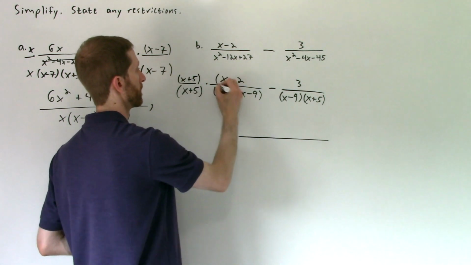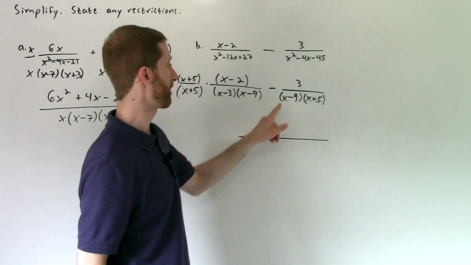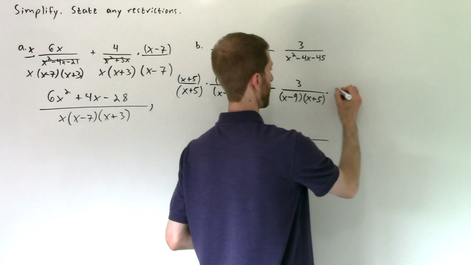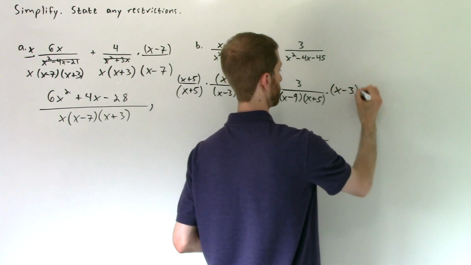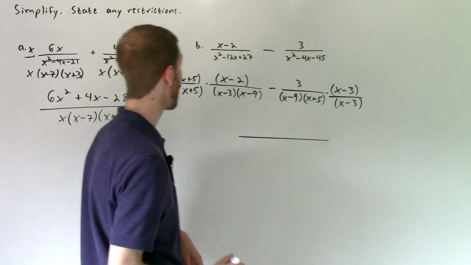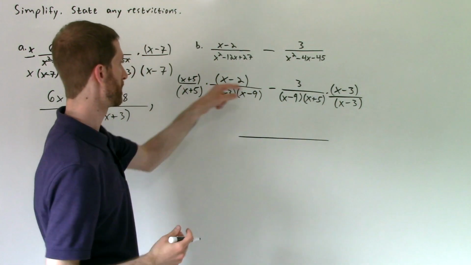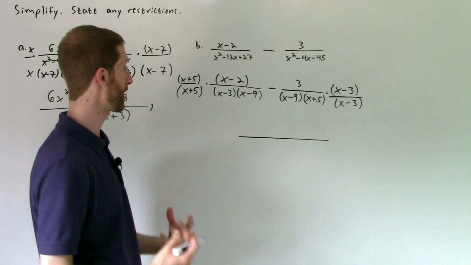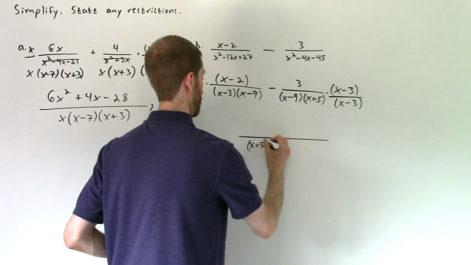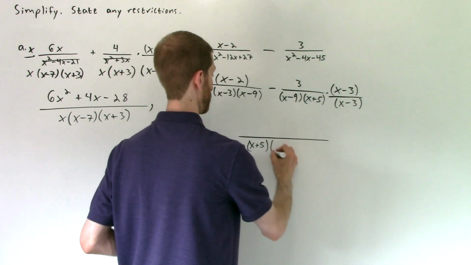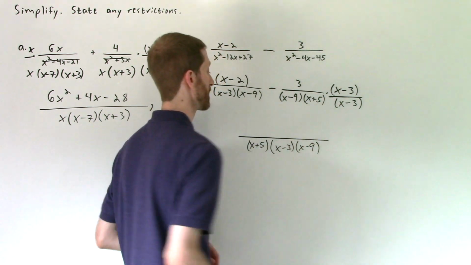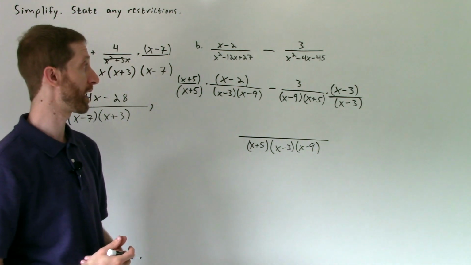Cool. All right. Now, what does this have that that doesn't? Well, it's got an x minus 3 and that doesn't, so we'll multiply top and bottom here by x minus 3. Beautiful. Awesome. So now I just need to multiply through here and here, and remember that we have a common denominator. Our common denominator is x plus 5 times x minus 3 times x minus 9.